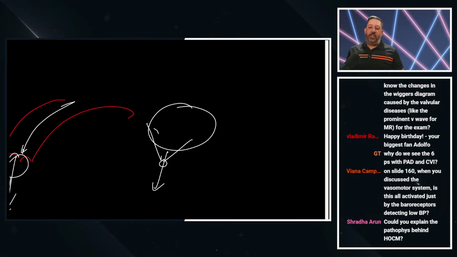What the vasomotor system does is it kicks in to raise your blood pressure through sympathetic activation to allow you to do your activity real fast so you don't get lightheaded. It happens very, very fast. So this way, when you get up real fast, you don't get lightheaded. Some people, when they have autonomic dysfunction, that doesn't work very well.